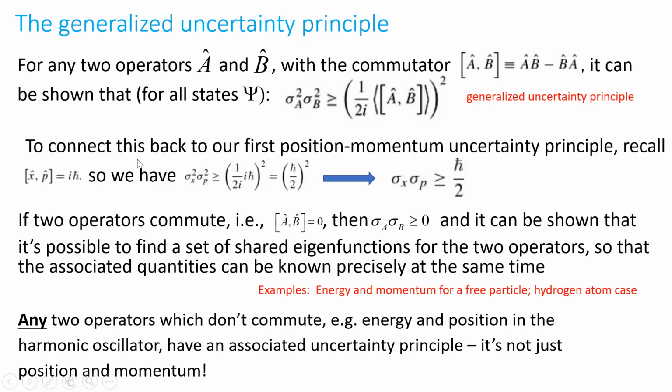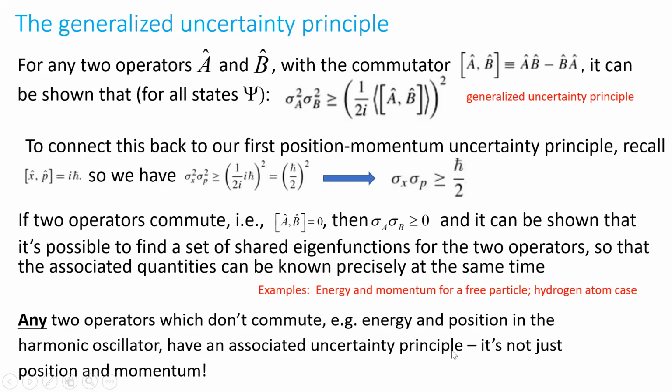Another comment on this generalized uncertainty principle. Any two operators which don't commute, for example, energy and position in the harmonic oscillator, right? Because the energy in the harmonic oscillator is p squared over 2m plus 1/2 m omega squared x squared. So the p squared over 2m part, since it contains the momentum p, will not commute with the position x. Energy and position don't commute. And so the energy and position in the harmonic oscillator have an associated uncertainty principle, okay?